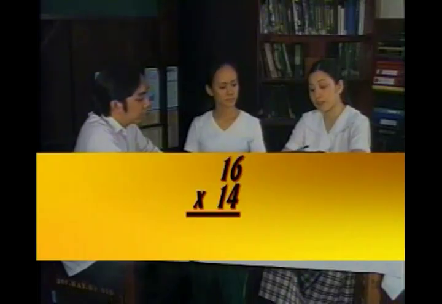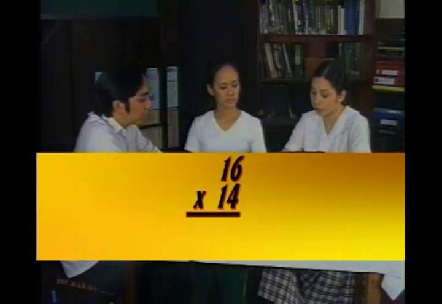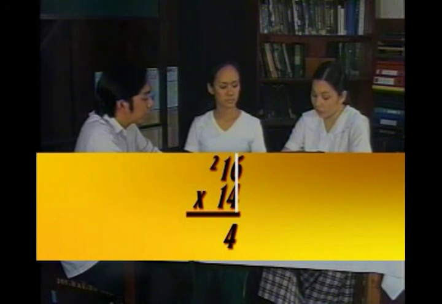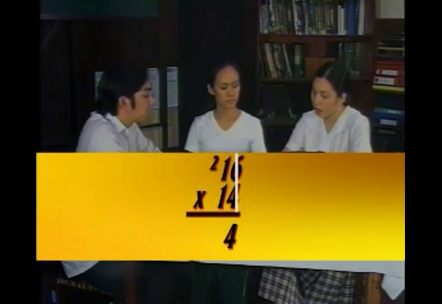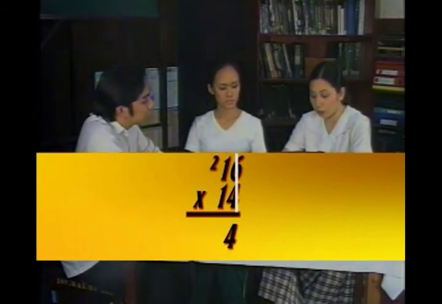Okay, so we have 16 times 14. Multiply 6 and 4, we have 24. Write 4 and carry 2. Then add 16 plus 4 plus 2. We have 22. Now you see the magic of mathematics. Come on, let's do some more pairs of numbers. I think I will have a great time with this. Try this with us.